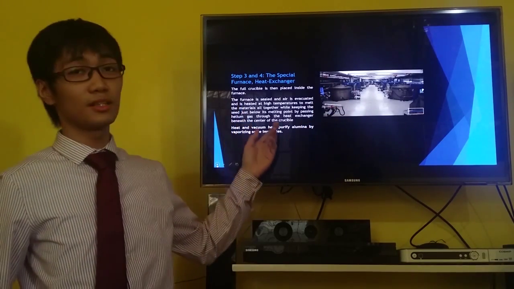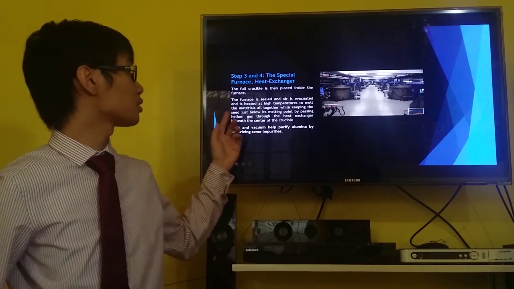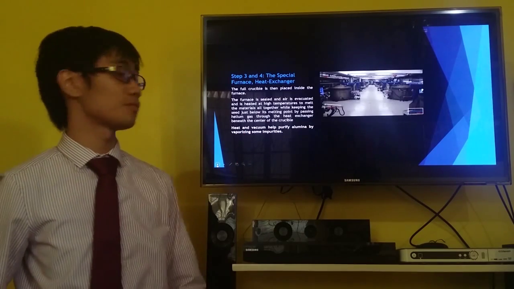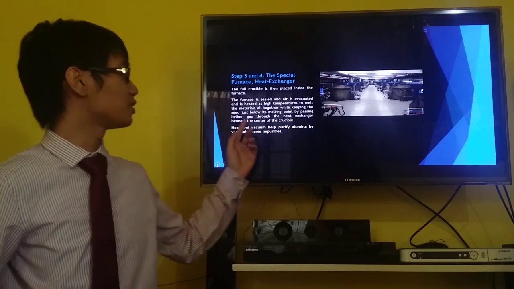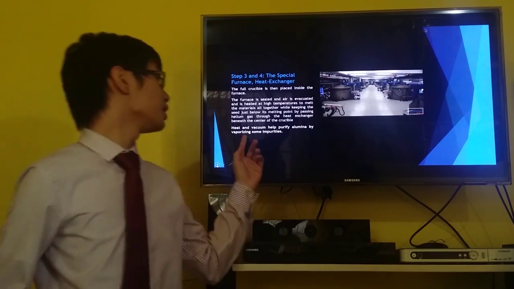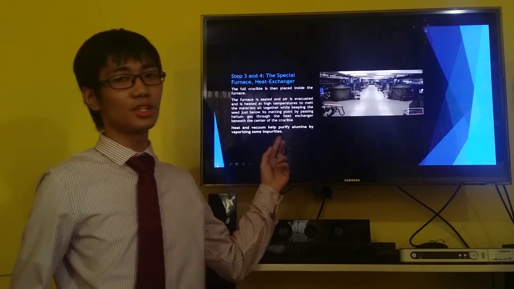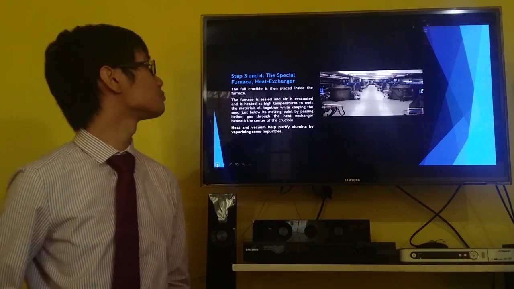The furnace is sealed and air is evacuated, and it is heated at high temperatures to melt the materials all together, while keeping the seed just below its melting point by passing helium gas through the heat exchanger beneath the center of the crucible. That's why it's called the heat exchanger method. Heat and vacuum help purify alumina by vaporizing some impurities that cause discoloration, and it makes it pure.